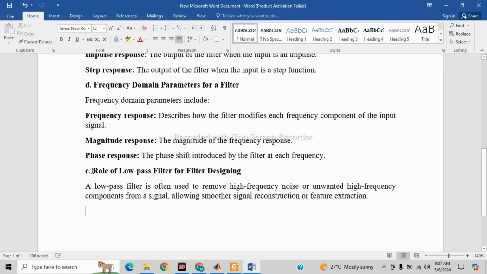Next, the last part is the role of a low pass filter in filter designing. A low pass filter is often used to remove high frequency noise or unwanted high frequency components from a signal, allowing smoother signal reconstruction or feature extraction.